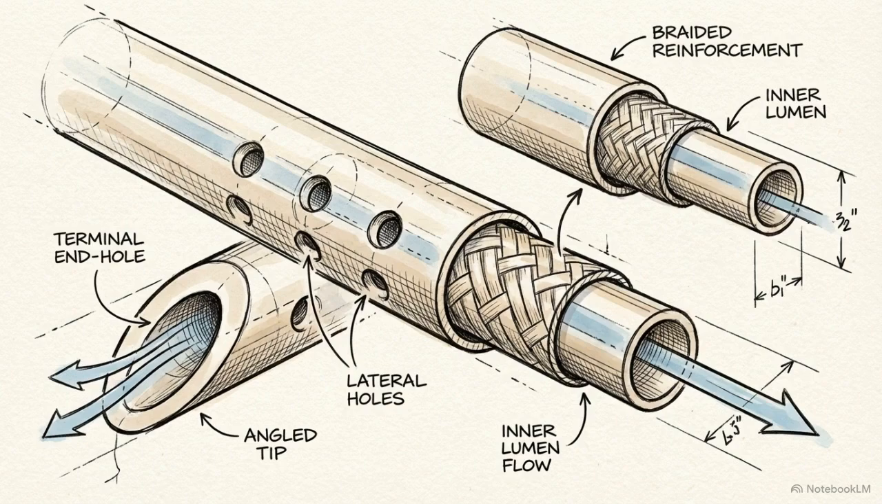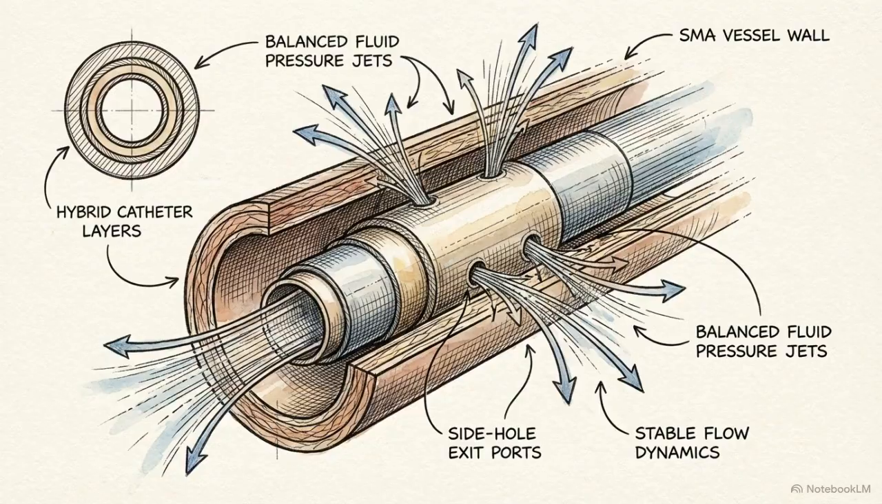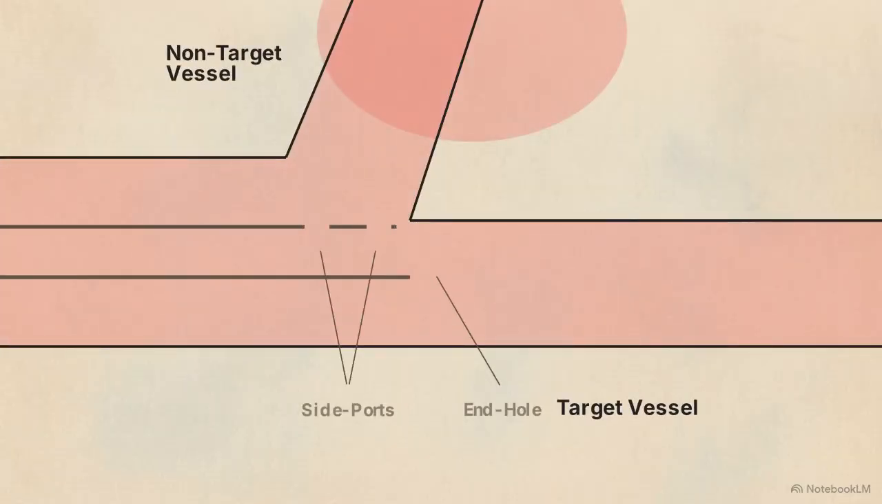manufacturers created a hybrid, the side plus end hole selective catheter. This hybrid allows physicians to safely use rapid pump injections in branch vessels like the superior mesenteric artery, or SMA. The side holes diffuse the pressure, keeping the catheter perfectly stable during the run. However, this diagram shows the catastrophic failure that occurs if you use this hybrid tool for embolotherapy.